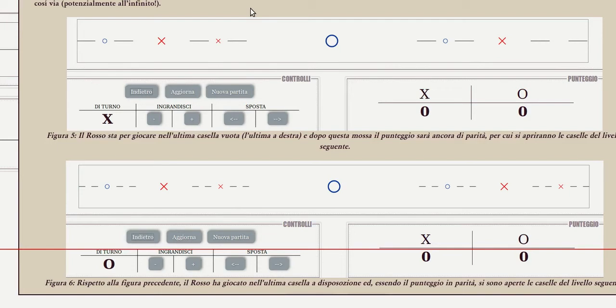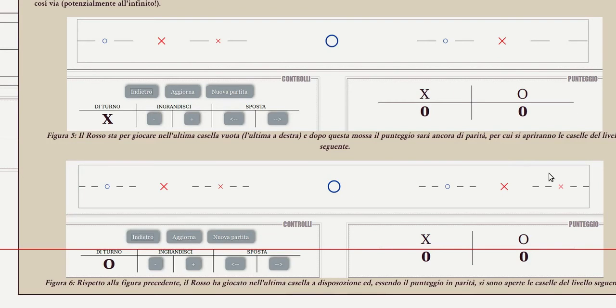But in case of equal points, yes, exactly. In case of equal points, then the new level is open and you continue playing. So here, for example, if red, so this is the last free field. So once red plays here, you see that automatically the next level is open. And so you have 1, 2, 3, 4, 5, six. So I missed the diagram before.